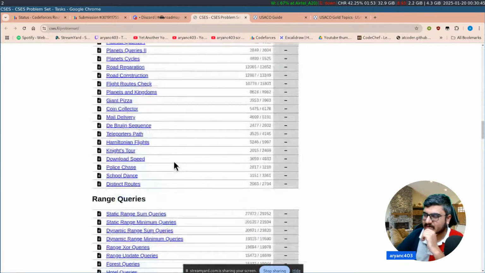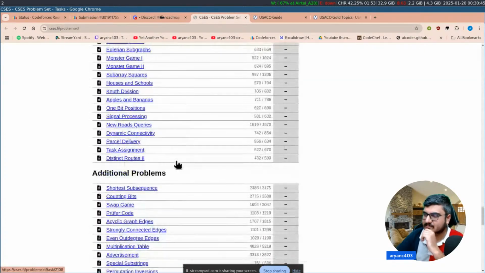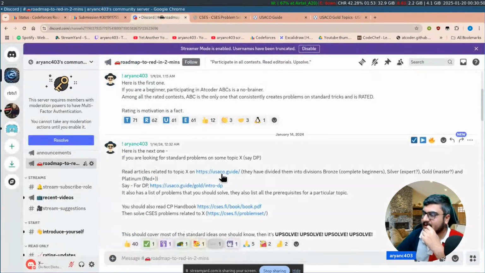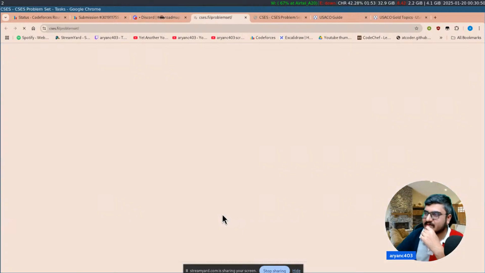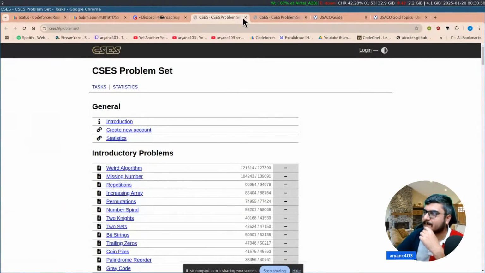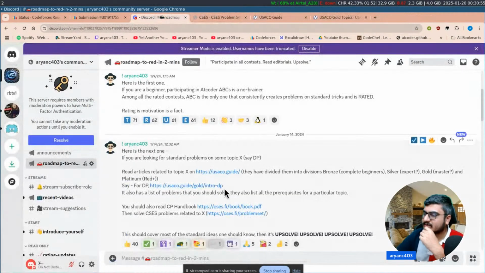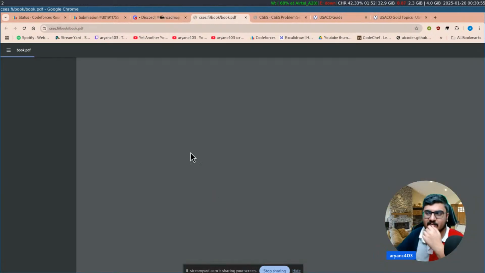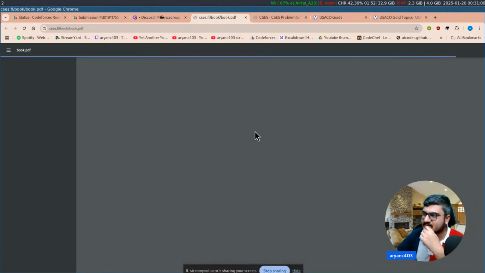There are around 200 different problems here, some standard problems, which you can try to solve. And there is a book as well associated with it, the Competitive Programmer's Handbook. So this is one of the books I end up recommending folks here. So you can probably read this book as well.